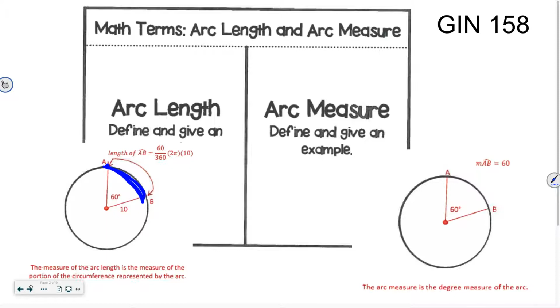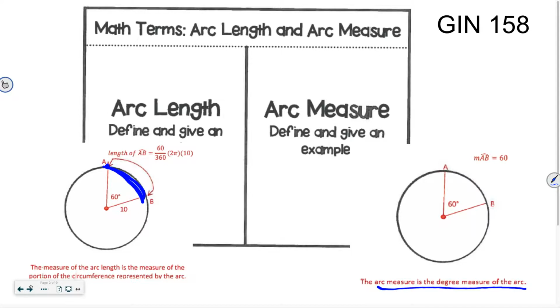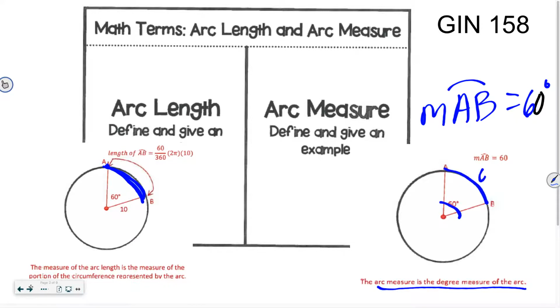And then arc measure, okay? And so arc measure goes with this measure, and the arc measure is the degree measure of the arc. So if I said, what is the arc measure of AB? Then I know it's 60 degrees because this angle is 60 degrees, which makes this arc measure 60 degrees. And then if I wanted to figure out its length, I would have to use a more complex problem to figure that out. And we'll talk about how to do that in a second.